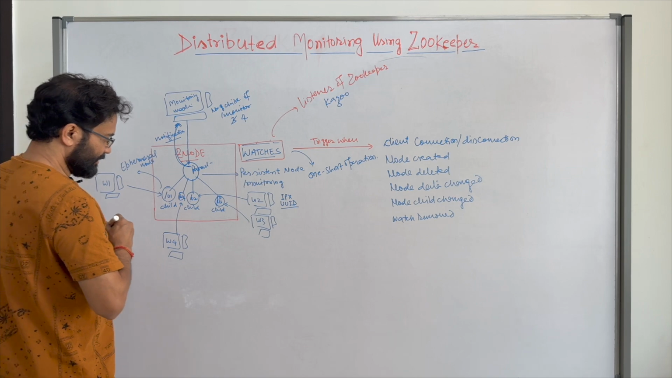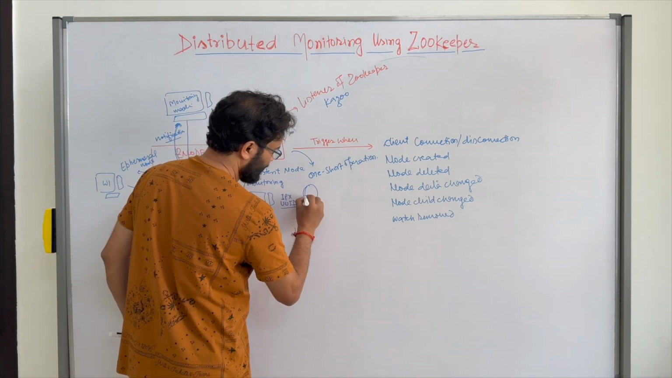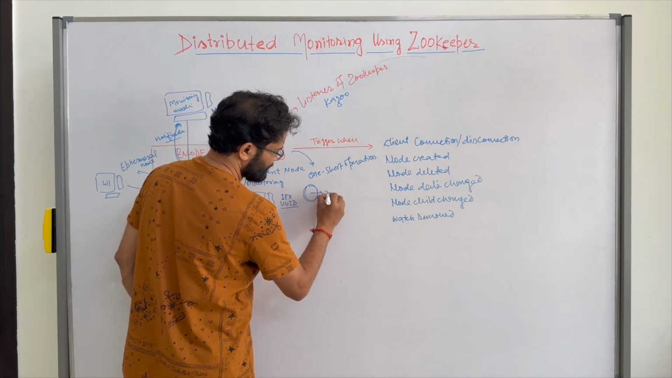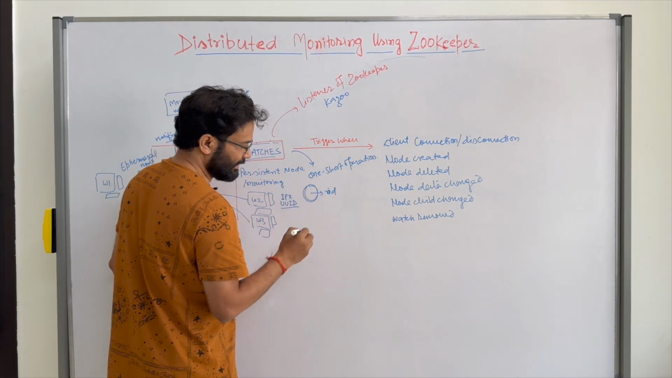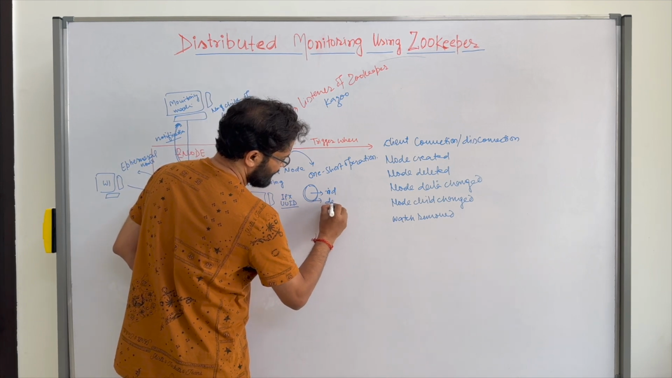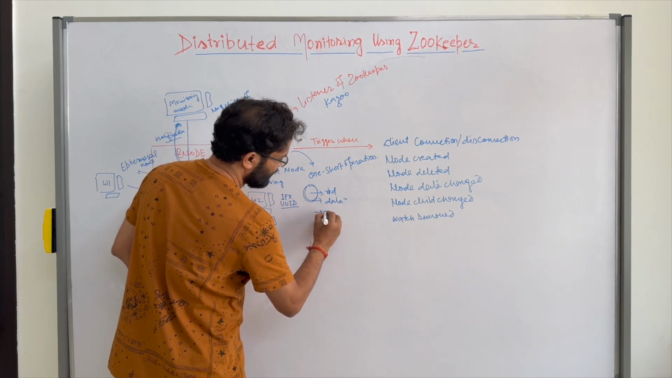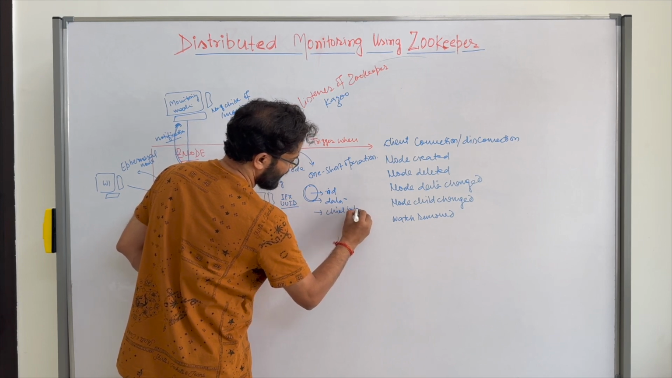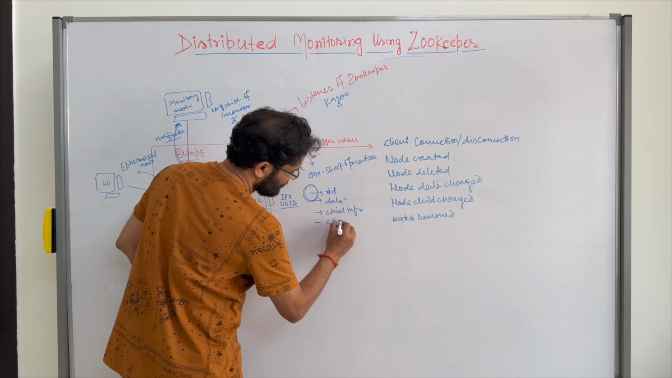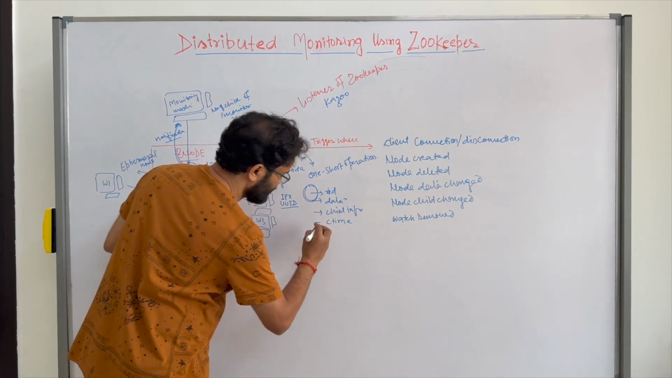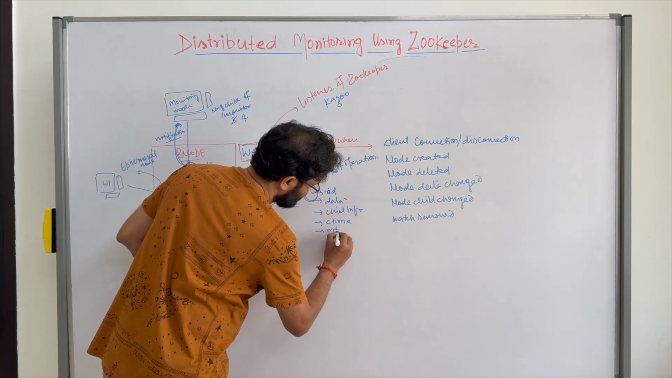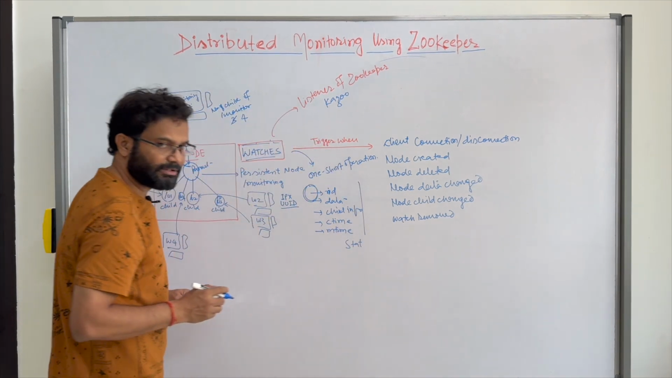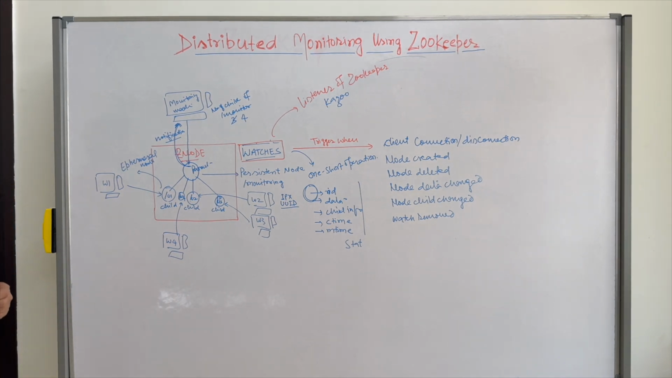Another important thing: each node, whether it is the parent node or a child node, keeps a lot of information. First, the ID of the child node. Second, the data of the child node. Third, how many children this node has. What is the create time, when this node was created. What is the modified time.